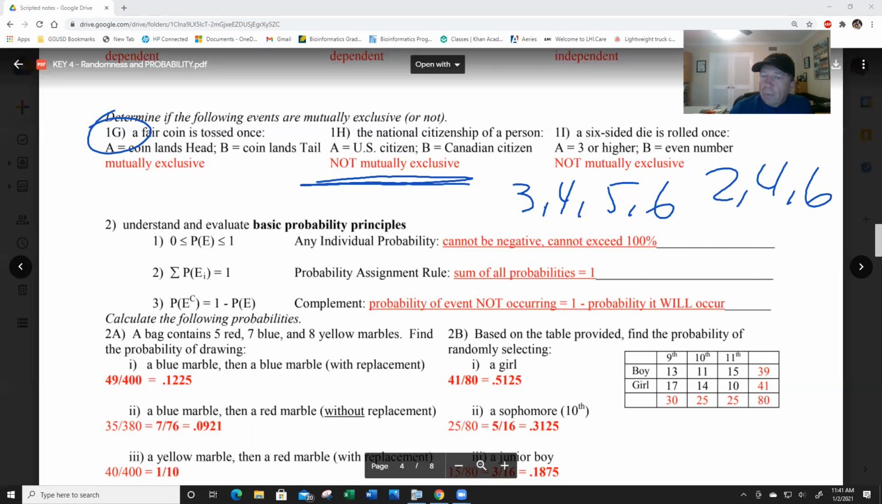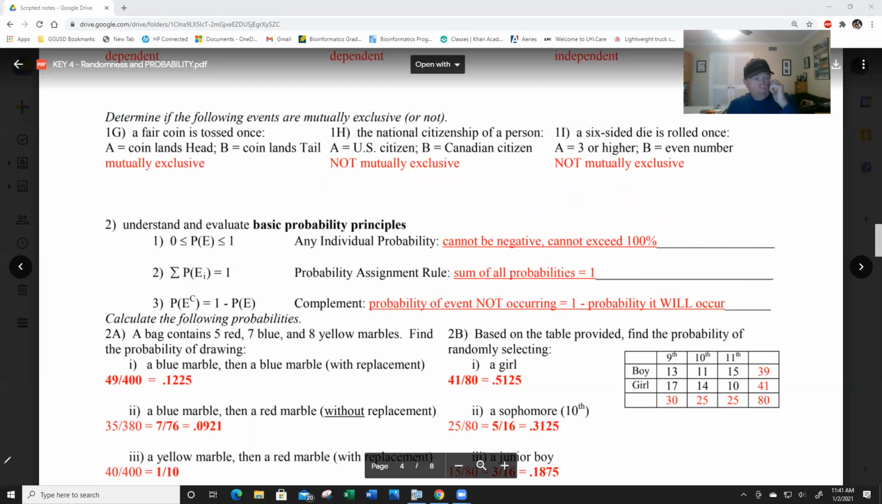Aha! They overlap here. The intersection is the 4 and the 6. So yeah, they can happen at the same time. So therefore, they're not mutually exclusive. Okay? As I always say on these videos, stop anytime, copy things down. I can talk pretty quickly because you can stop and replay it.